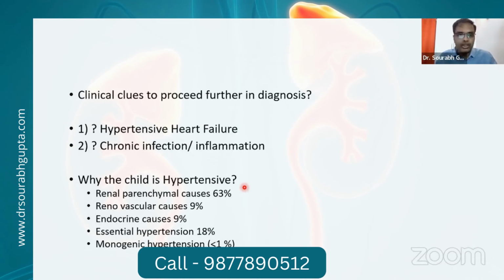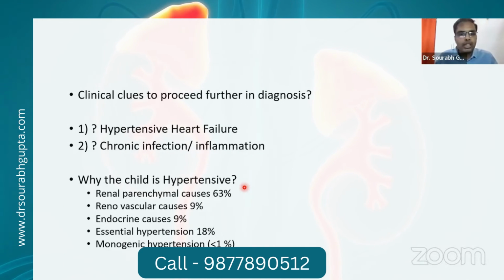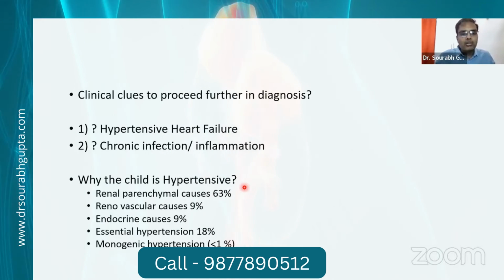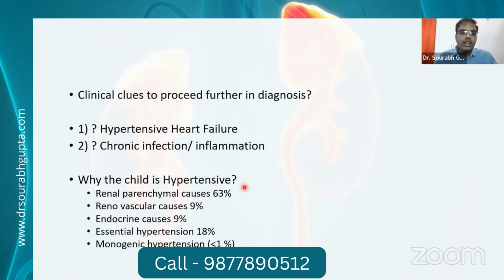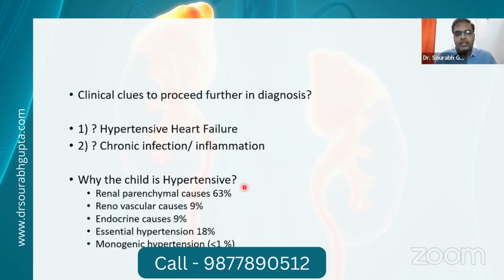His ejection fraction was not more than 10 to 15%. So something is going on which is causing hypertensive heart failure. It could be chronic infection, inflammation. Hypertensive children mostly have this much severe hypertension. Children mostly have vascular or parenchymal disorders, and so we need to evaluate for that.